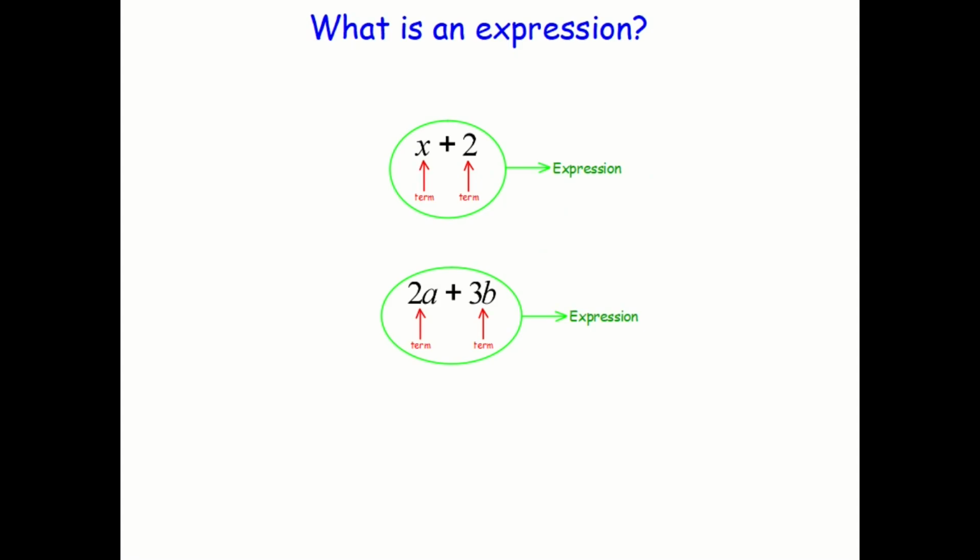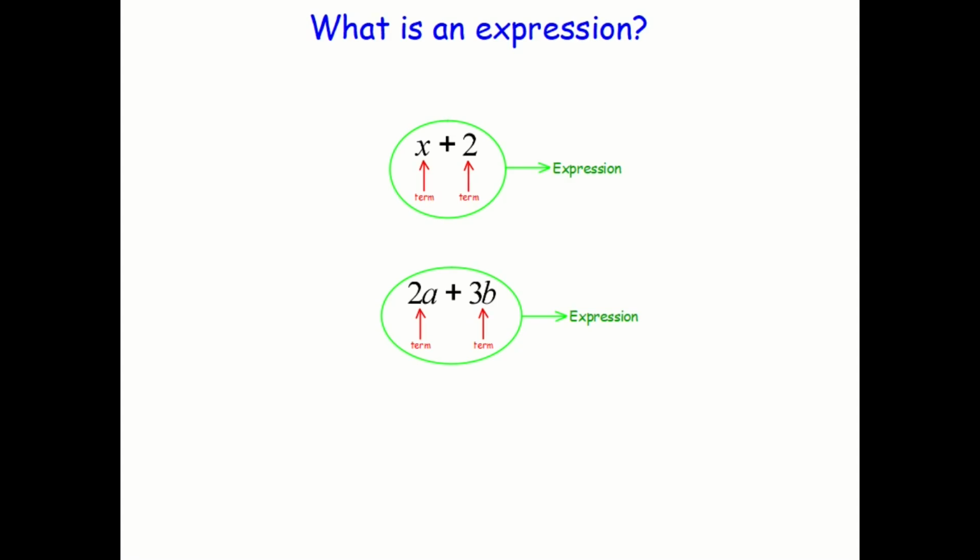Okay, what do I mean by an expression? Well, an expression in maths or algebra is as follows. So here you can see in this little green bubble, I have got an x and a plus 2. And each of these individually are called terms. So x on its own is called a term, and the plus 2 on its own is called a term. But together they form an expression.